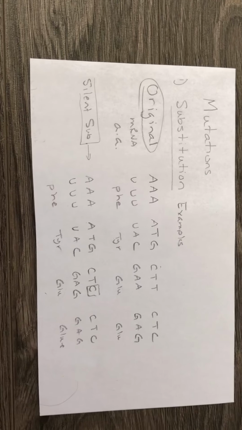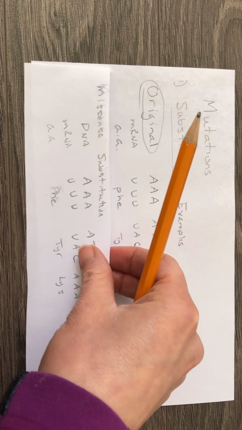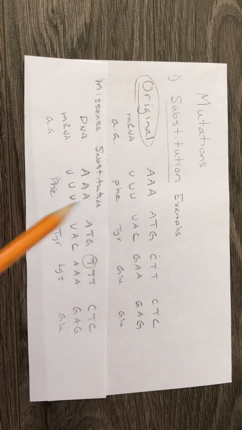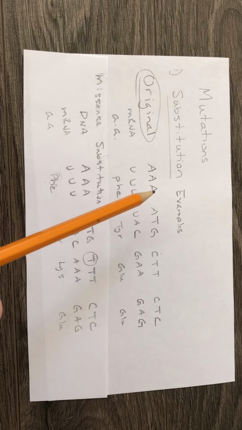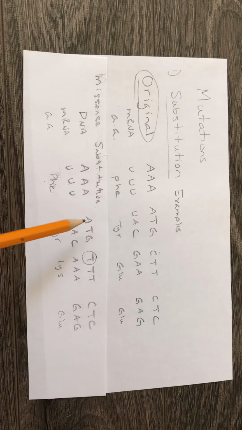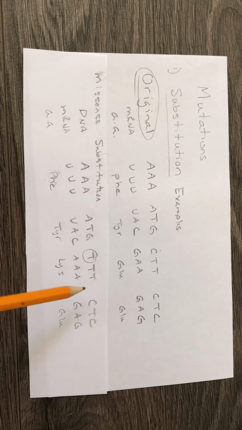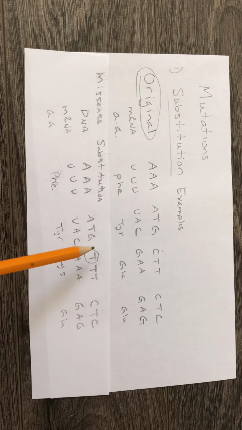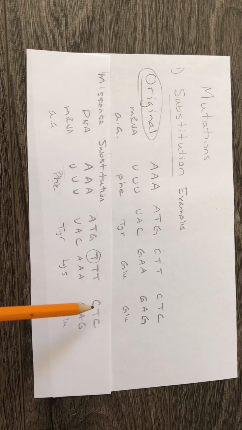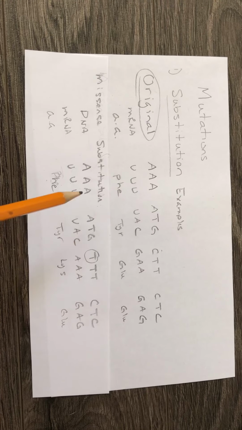And then the third type of substitution mutation that we need to learn about is one that causes a missense. In this one, we can see that my first set of 3 letters is the same as the original. My second set of 3 letters is the same as the original. My mutation here is in the third set where my C has been substituted for a T, and then everything else is back to normal after that.